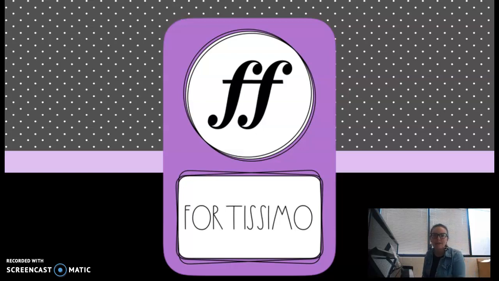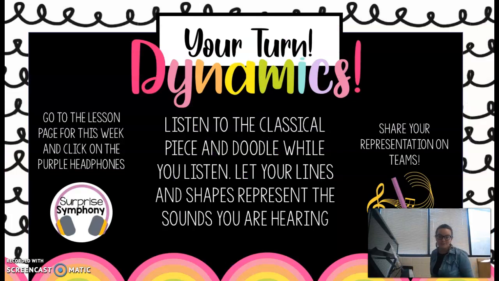You are going to go back to the music main page on my distance learning classroom, and you are going to click on the purple headphones that say Surprise Symphony. You're going to listen to that sound and keep in mind the dynamics that you're hearing. And while you're listening, you can doodle. Okay? You can use crayons, markers, pencils, whatever you have. But I like to use ones that give me a lot of color options.